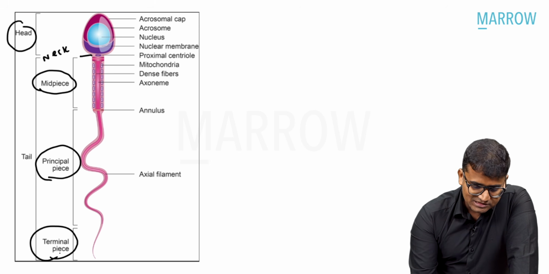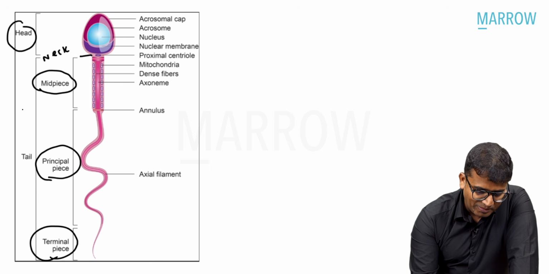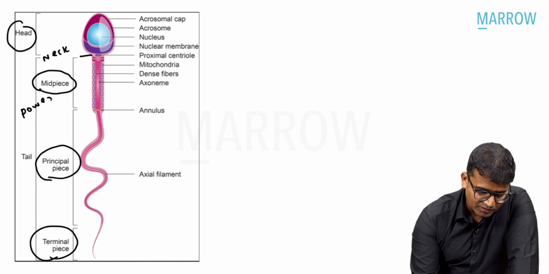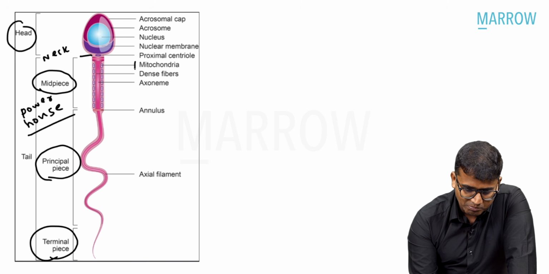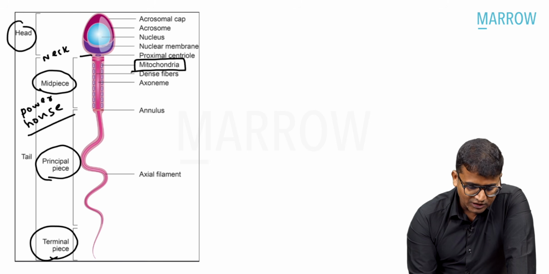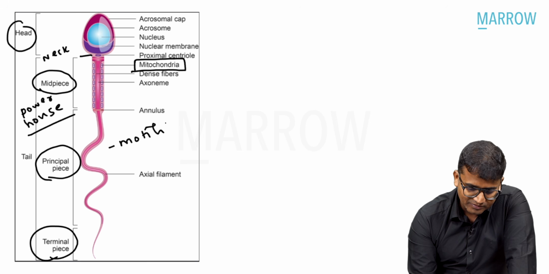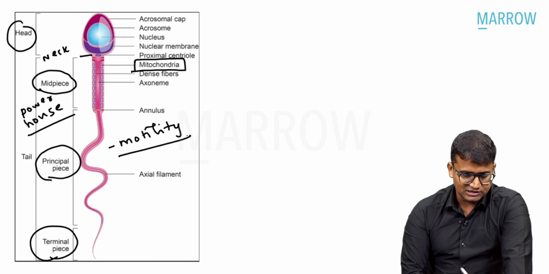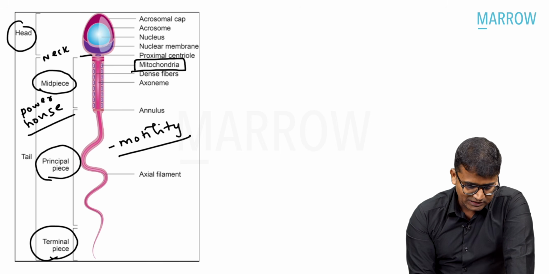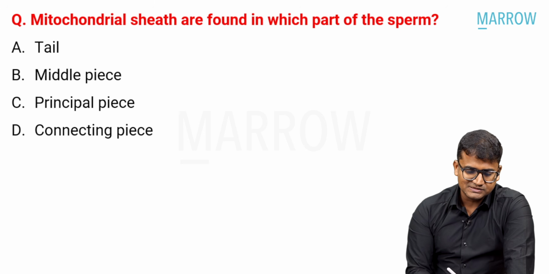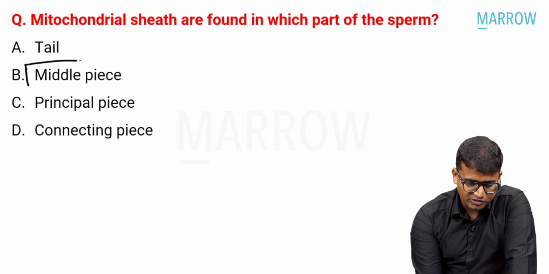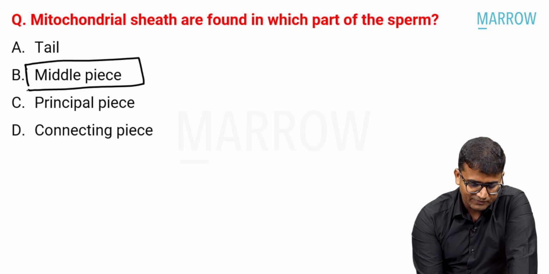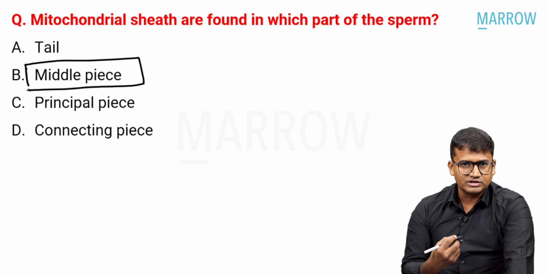Now, the middle piece or mid piece is called the powerhouse of the sperm. Why is it called the powerhouse? Because it contains numerous mitochondria. The principal piece helps with motility. Right. So now we know the answer. The mid piece is called a powerhouse because it contains mitochondria, and B is the answer for this question.